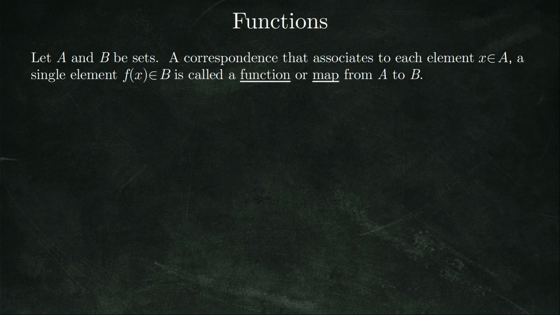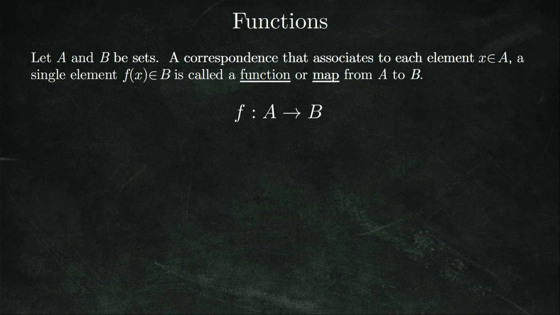Now we can look at a formal definition of a function. If A and B are sets, then a correspondence that associates to every element x in A a single element f of x in B is called a function or a map from A to B. That is, it takes every element of A and returns a single element in B, just like the x squared function did. To say that f is a function from A to B, we can write it like this, and this is read as f maps A to B.